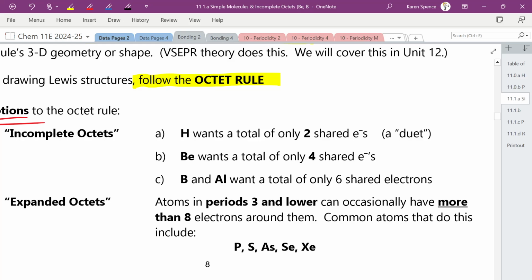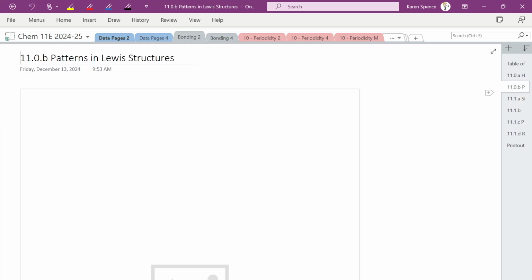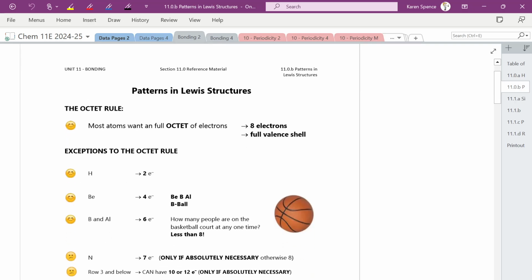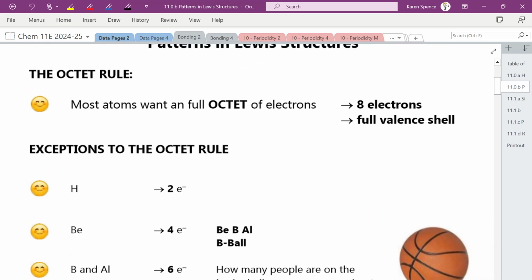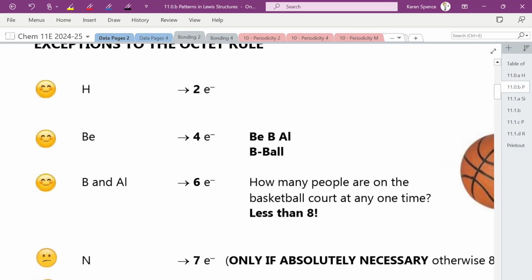They're stable that way. So if we take a look at the back of this sheet, where it says patterns in Lewis structures, we have the octet rule. Most atoms want a full octet. Yes, 8 electrons, full valence shell, life is good. We know that hydrogen is happy with 2. We know that beryllium is happy with 4, and boron and aluminum are happy with 6.